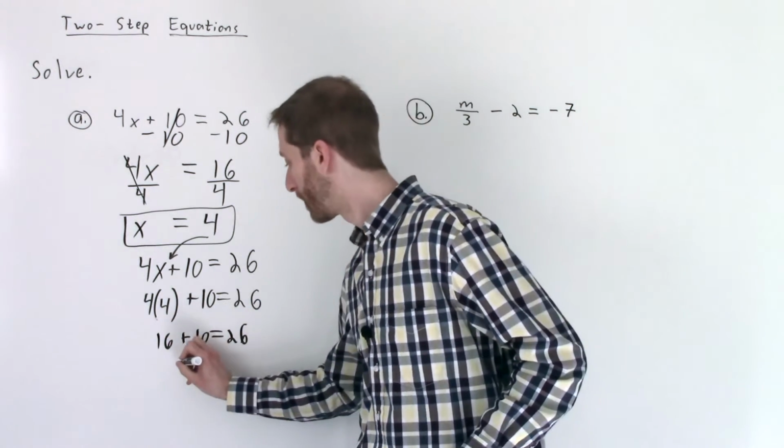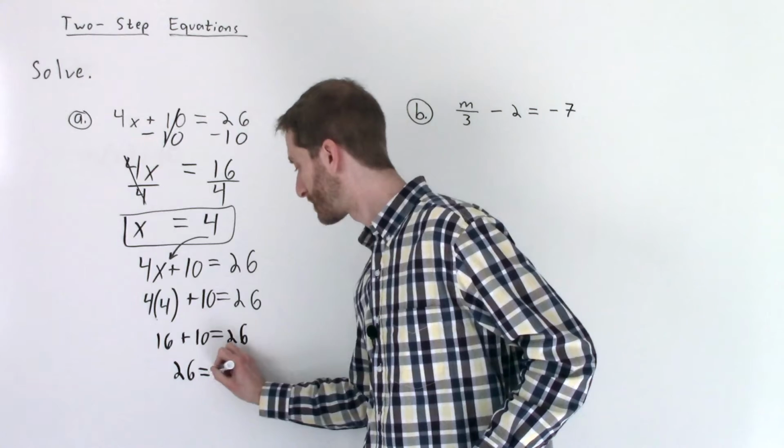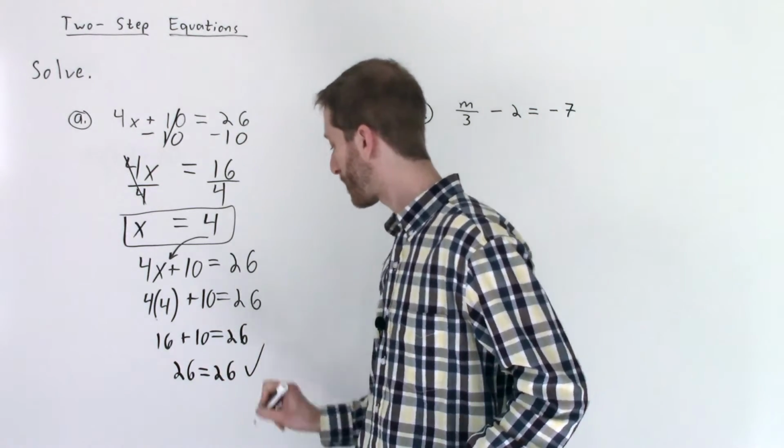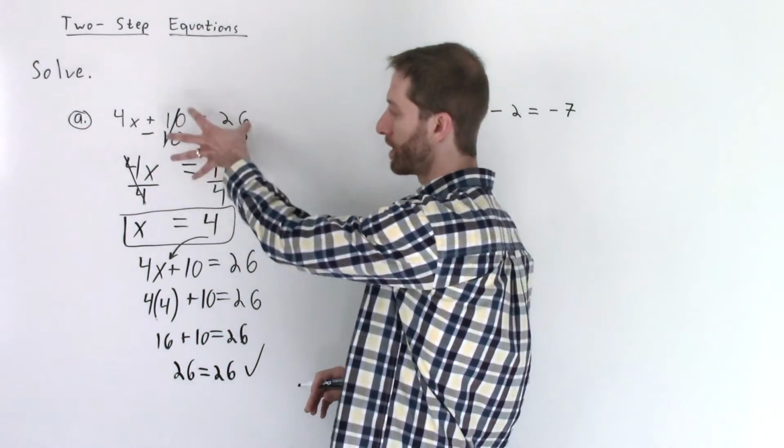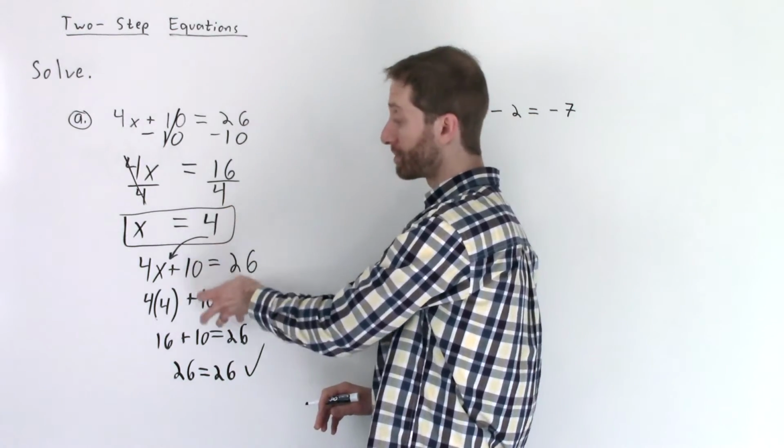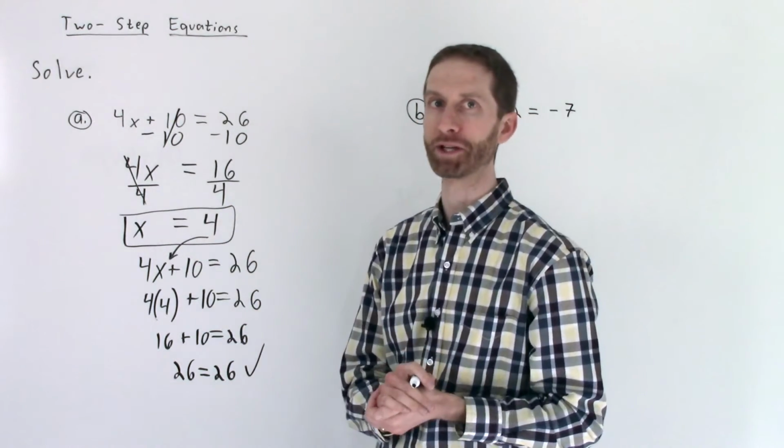To be really formal, you would show that the left side is the same as the right side. So this right here is a check. To be very clear, this is the solution. This is me checking the work out real formally.